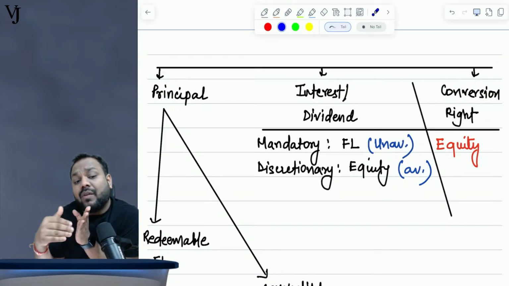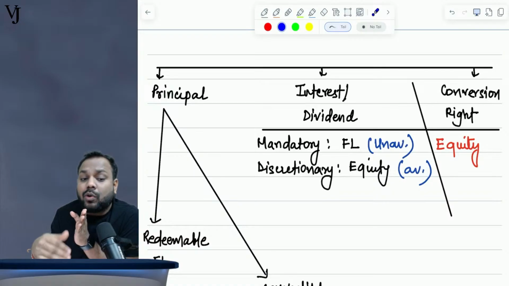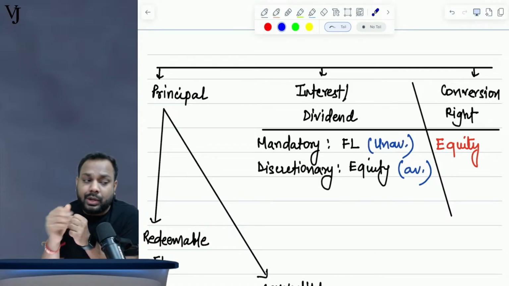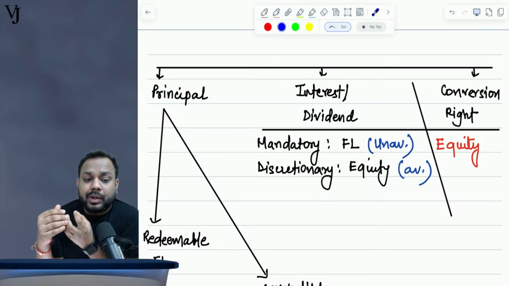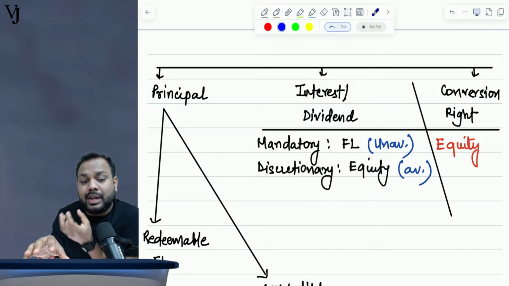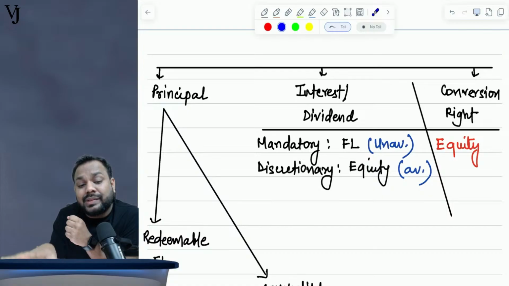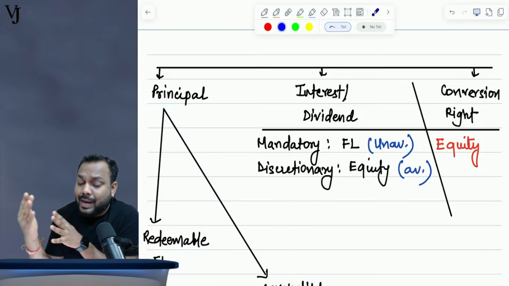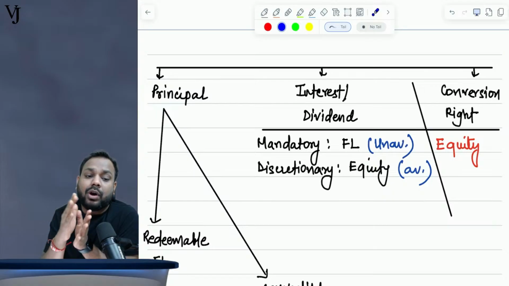If an interest payment is avoidable, then it becomes equity. Even though the name is interest, it can be equity. Now, if a dividend is unavoidable, even though the name is dividend, it can be a financial liability. So we have to focus on the substance of the contract rather than the form of the contract.